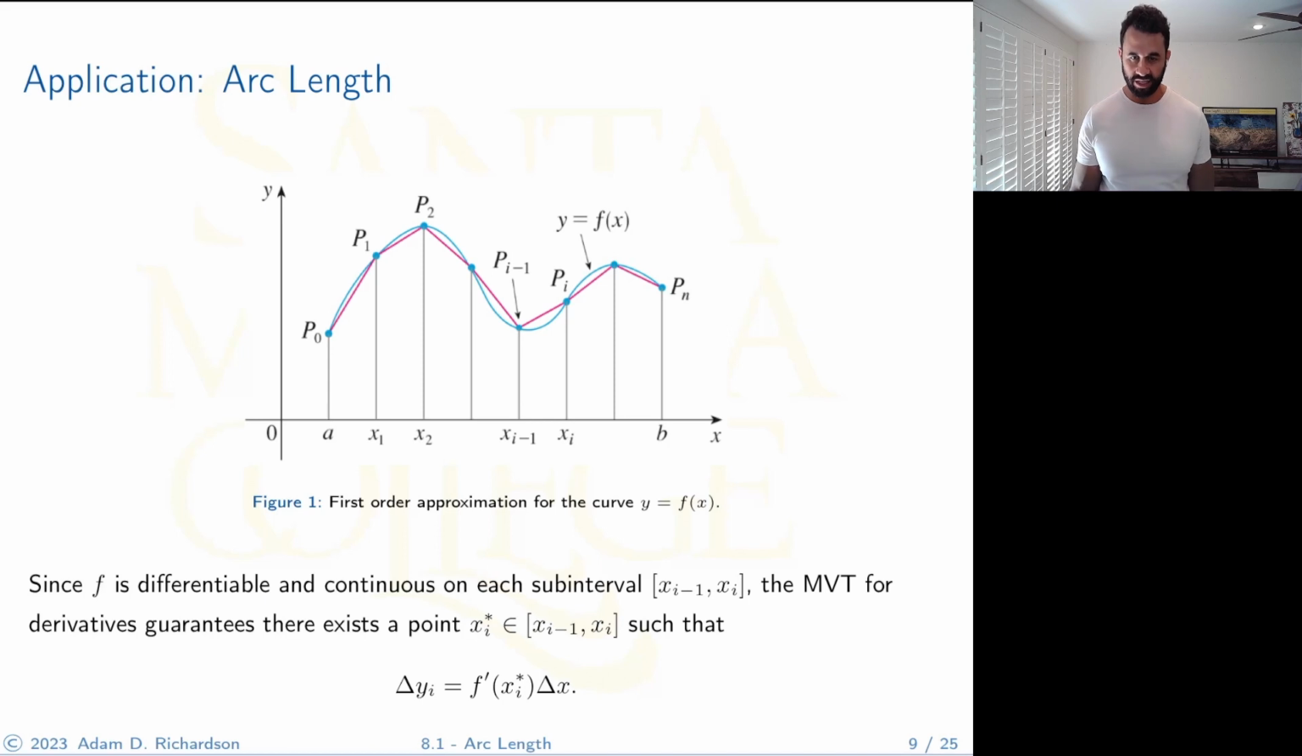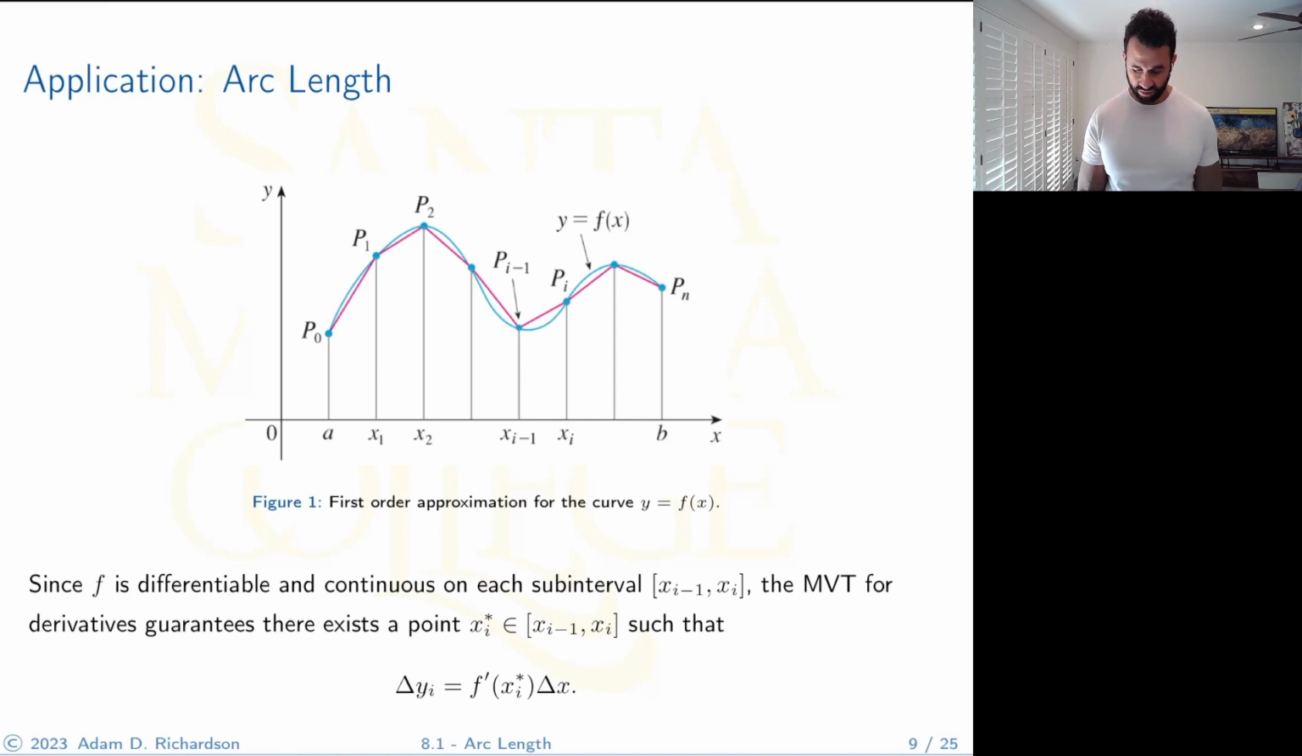So this is the thing. Since f is differentiable on each one of these subintervals, and it's also continuous on each one of these subintervals, the mean value theorem for derivatives applies. What the mean value theorem says is that there is a point, x sub i star, in that interval where delta y is equal to f prime of x sub i star times delta x. Remember, the mean value theorem says if your function is differentiable and continuous on that interval, then there's a point in the interval where the instantaneous rate of change is equal to the average rate of change.